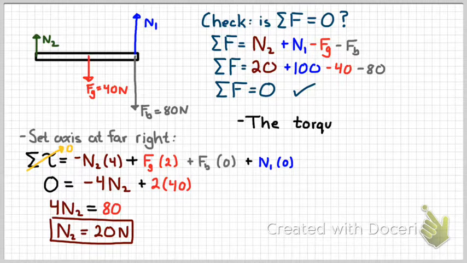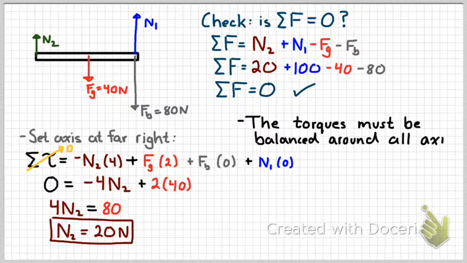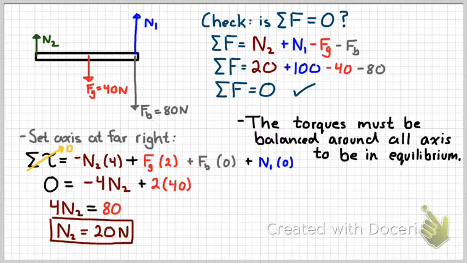The thing to remember here is that the torque, if something's going to be in rotational equilibrium, must be balanced around all possible axes for it to be in equilibrium. And so if we have something with multiple forces causing torques, we can make the problem solving a little simpler by choosing the most convenient axis of rotation. Here ends the lesson.